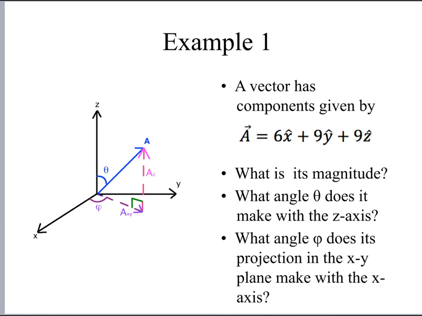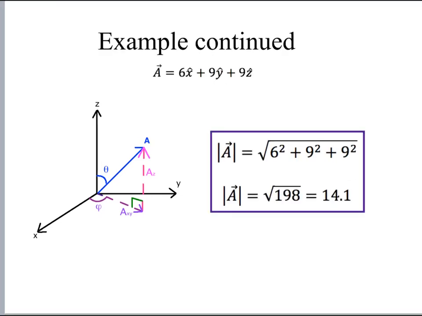Now, if I consider this projection of A into the xy plane, which we are calling A sub xy, that projection makes an angle phi with the x-axis. And so the problem is to find the magnitude of A, find the angle theta that it makes with the z-axis, and then find the angle that its projection makes with the x-axis down in the xy plane. So to do this, we're going to use that three-dimensional Pythagorean theorem.